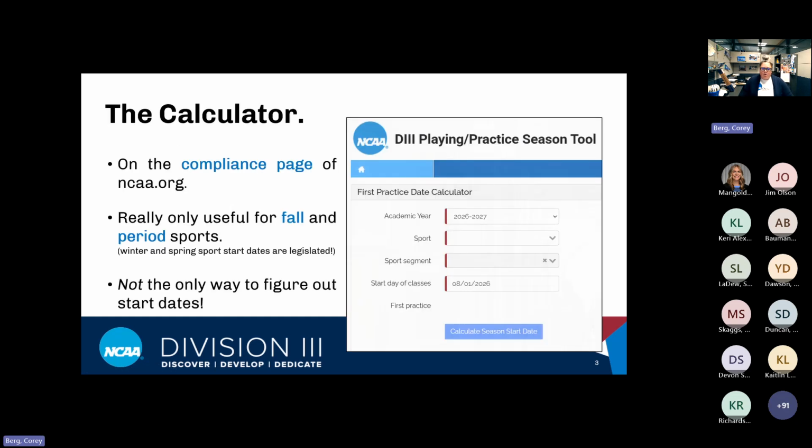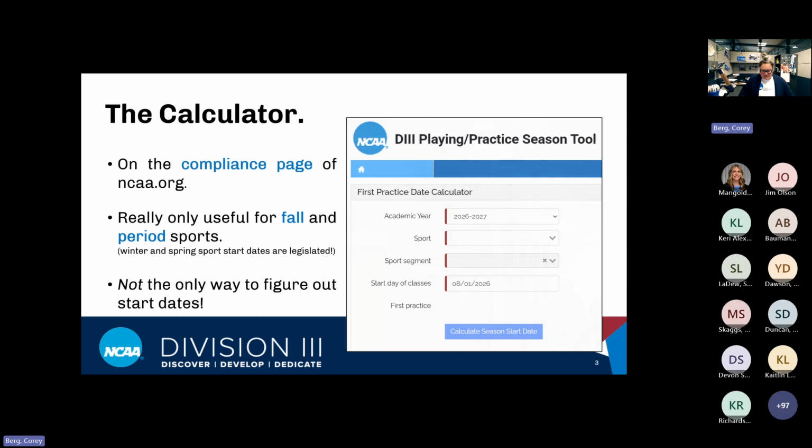So I think most of you know this already, but we have a really handy start date calculator on the Division 3 compliance page on ncaa.org. The screenshot that you see on this slide is what that calculator looks like. It can be super helpful when you need to calculate the start date for fall sports, except football because they do their own thing. But the calculator isn't really helpful or even needed for winter sports or spring sports.